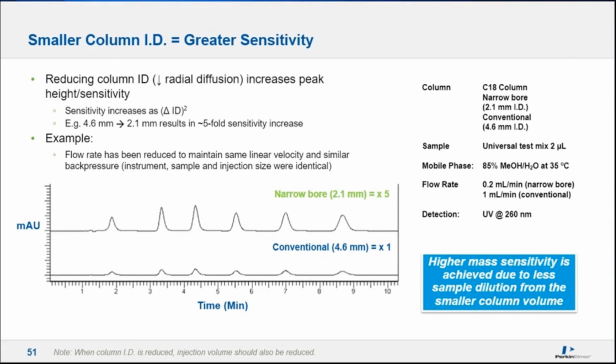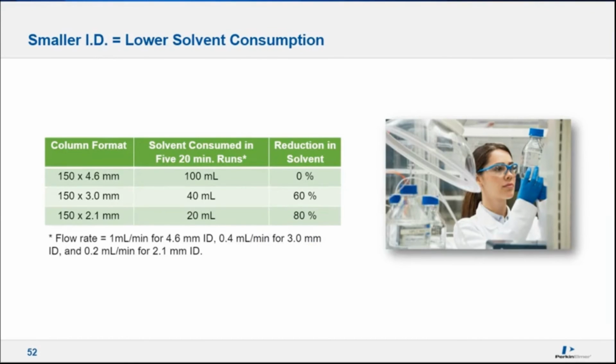And we could see an example here of a chromatogram, one with a narrow bore column, a 2.1 millimeter column, in which we are able to get 5 times the sensitivity than a conventional 4.6 millimeter ID column. And then again, this is a UV detector. So again, by utilizing the narrower bore column, we're able to get much higher sensitivity. Another point is that you end up with a lower solvent consumption.